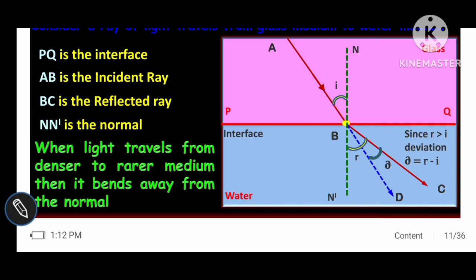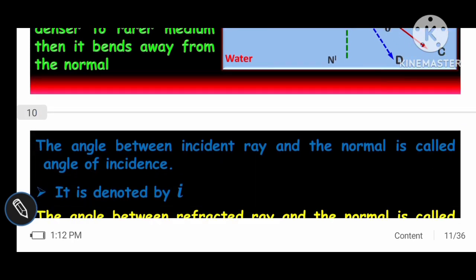You can see here completely the reflected ray where it is bending away from the normal, that is N dash. And the condition we are going to give here is, since R is greater than I, that is angle of reflection is greater than angle of incidence, so deviation, which is represented by the Greek letter delta, is equal to R minus I.